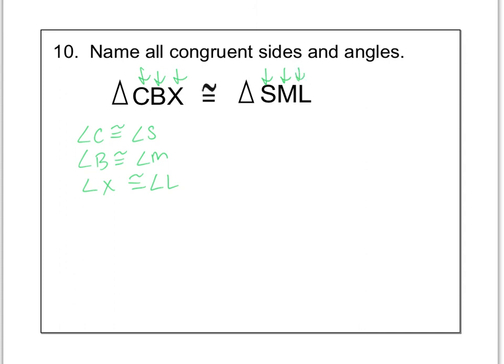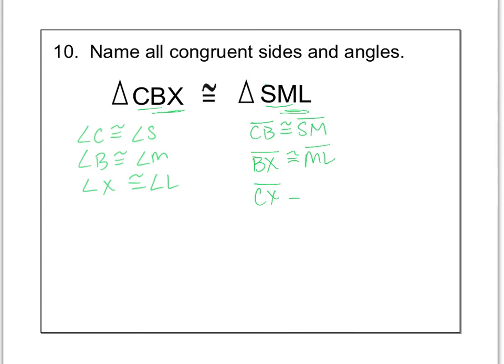Next, I'm going to do the sides. So side CB, segment CB will be congruent to the first two letters in the other triangle, segment SM. Side BX, so that's the second and third letters, that will be congruent to side ML. And then side CX is congruent to side SL. So name all the congruent sides, got them right here. Name all the congruent angles, got them right here.